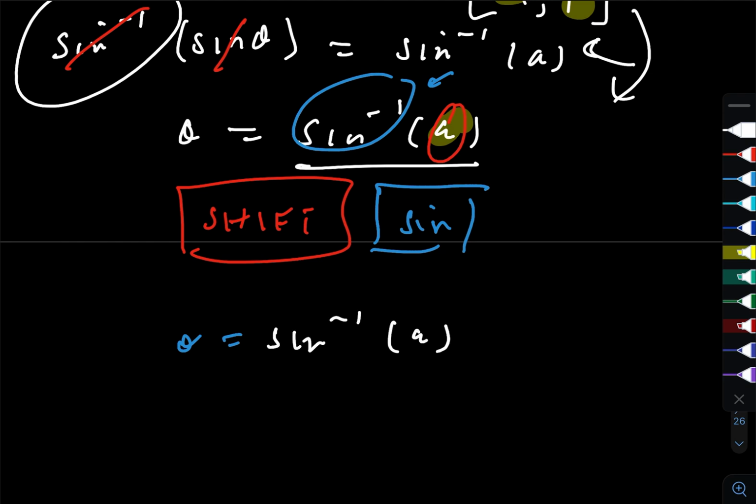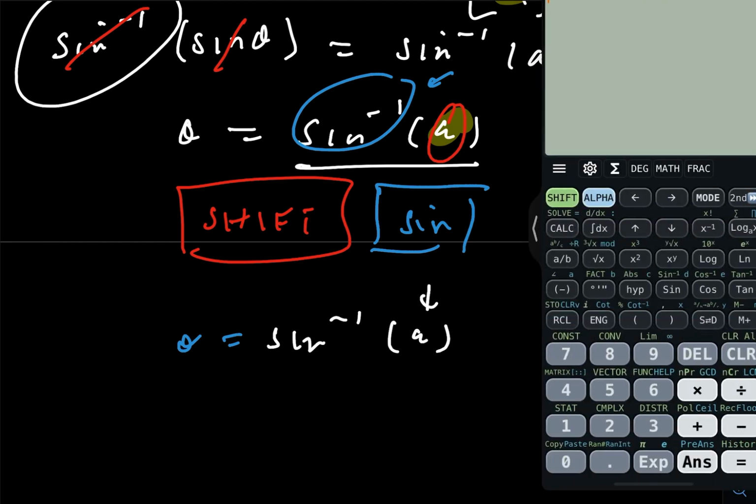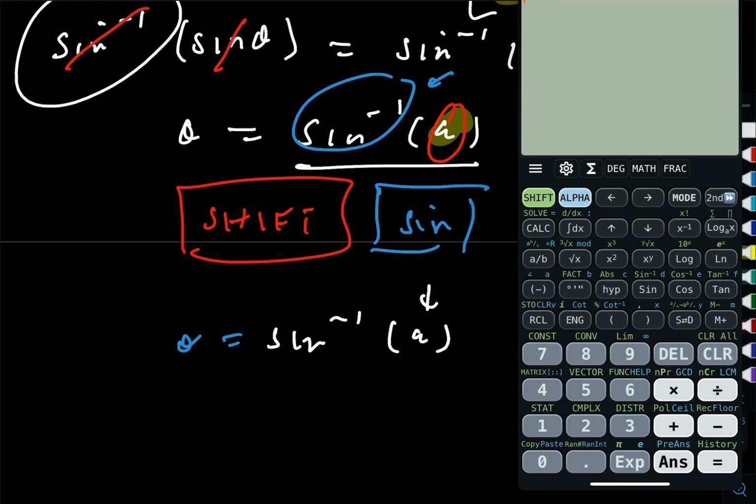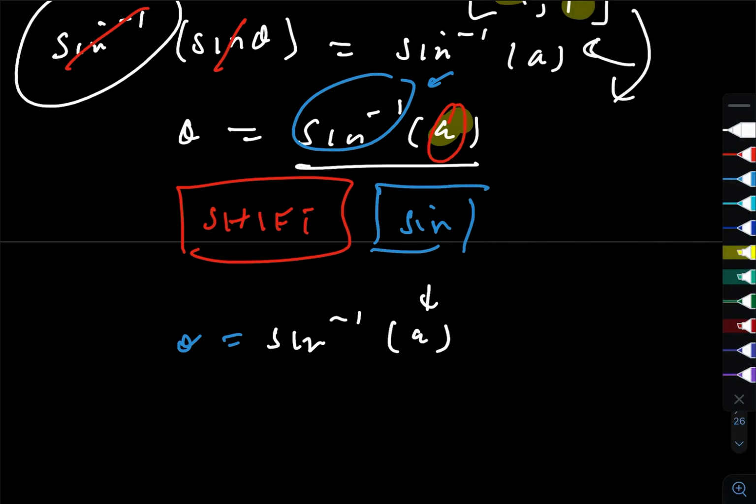If I place a number here, let's say that number is 0.2, and then shift and then sine, that's going to be 0.2. And then you see some angle pops out there. That's 11.53 or 54, rounded to 2 decimals. Now, that's the most important thing that you would need to do.